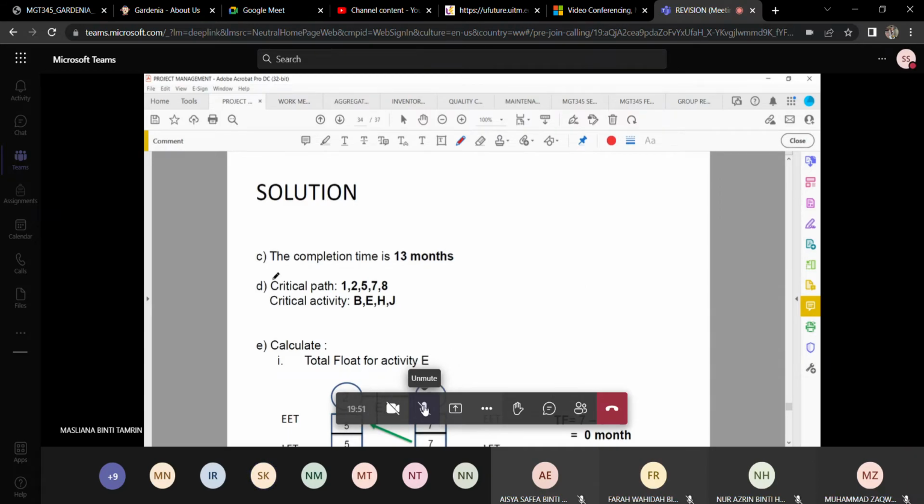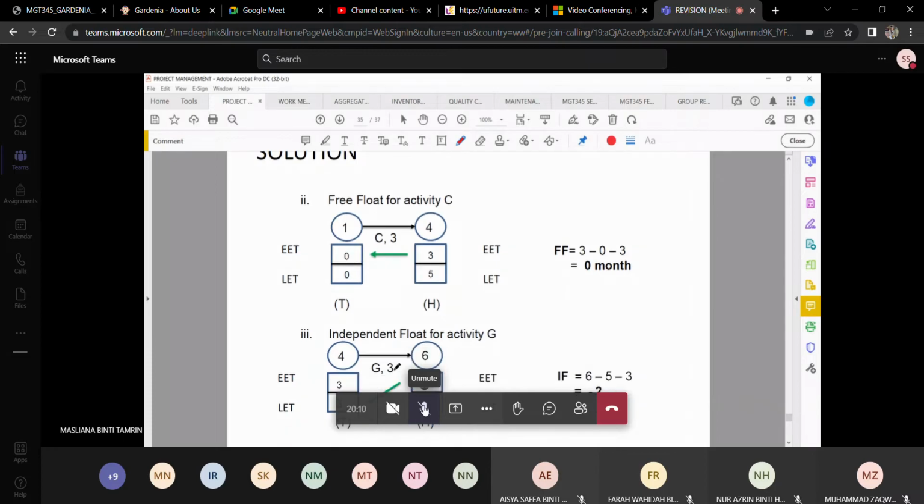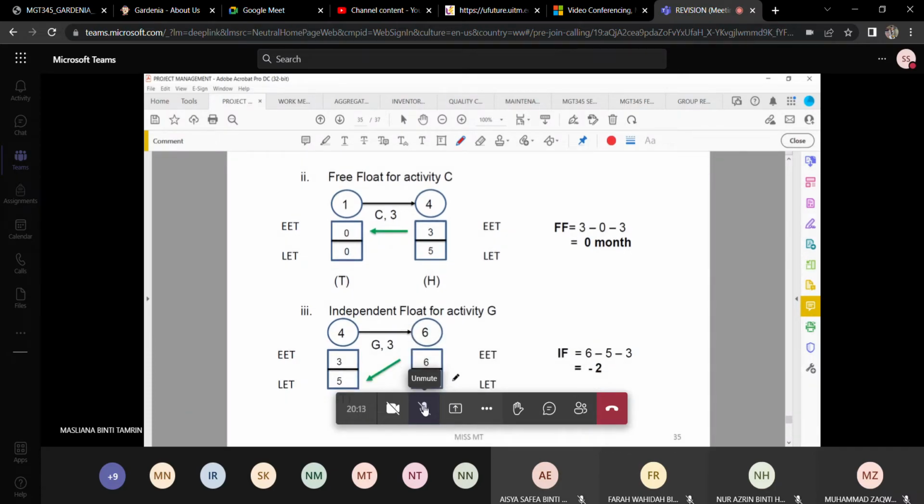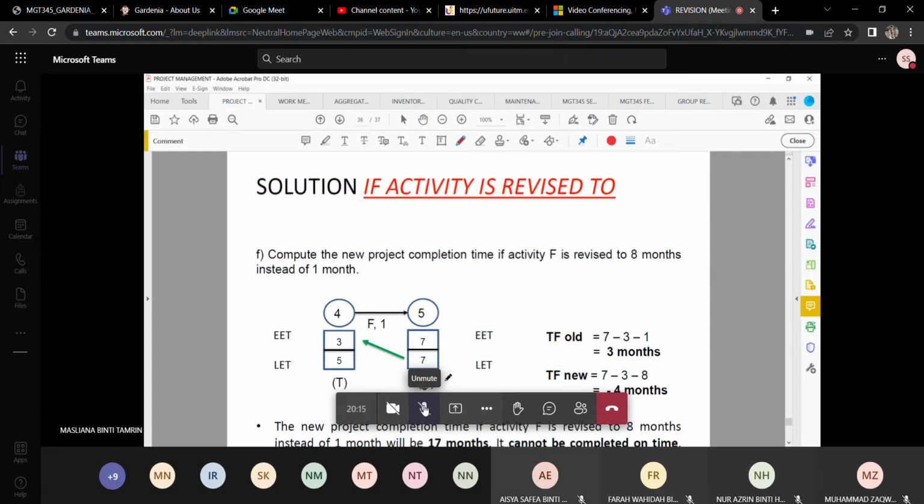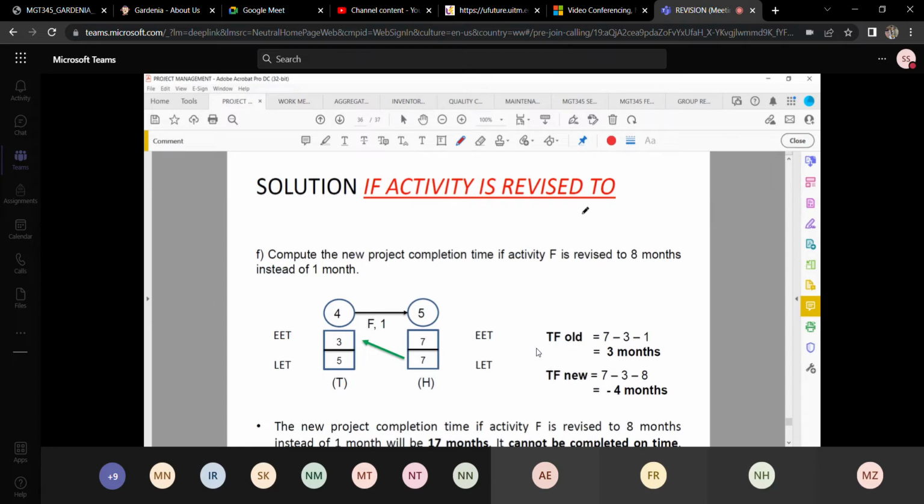The completion time, identify the earliest completion time. So the same term, dia tanya you earliest ke, the completion time which months whatsoever, tu benda yang sama. Macam nak cari, you kena buat EET lah. Okay, so this one should be no problem to find the free float, independent float and the total float. Revise tu maksudnya you change, you tukarkan the duration. Delayed by, you need to add duration, old duration plus with the new duration.